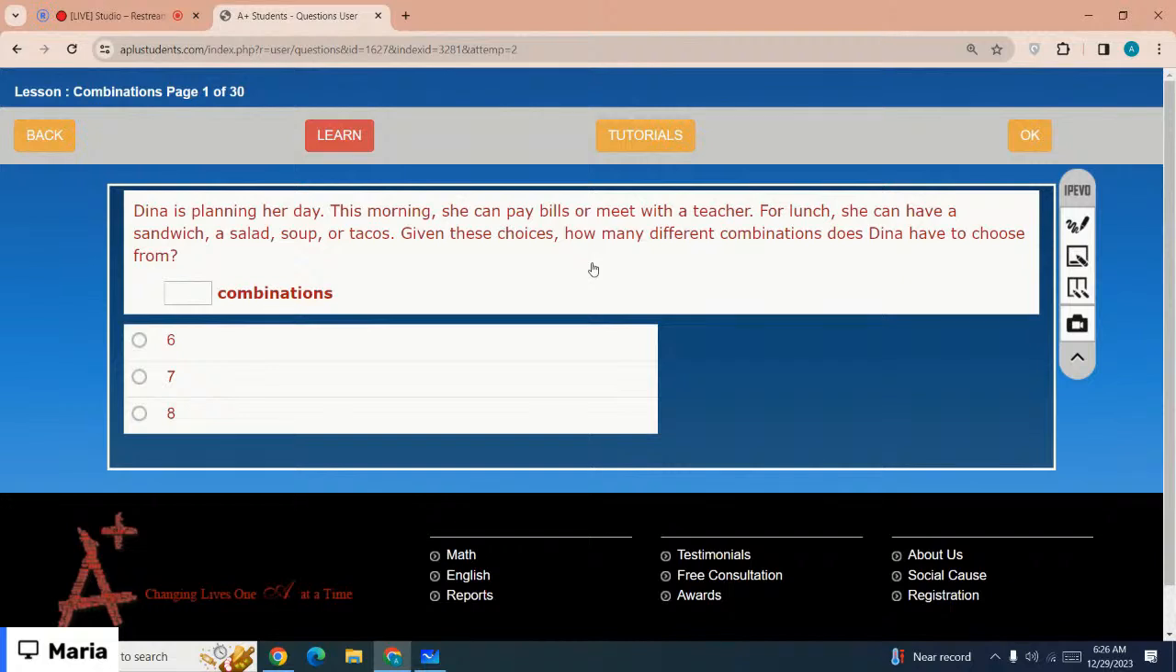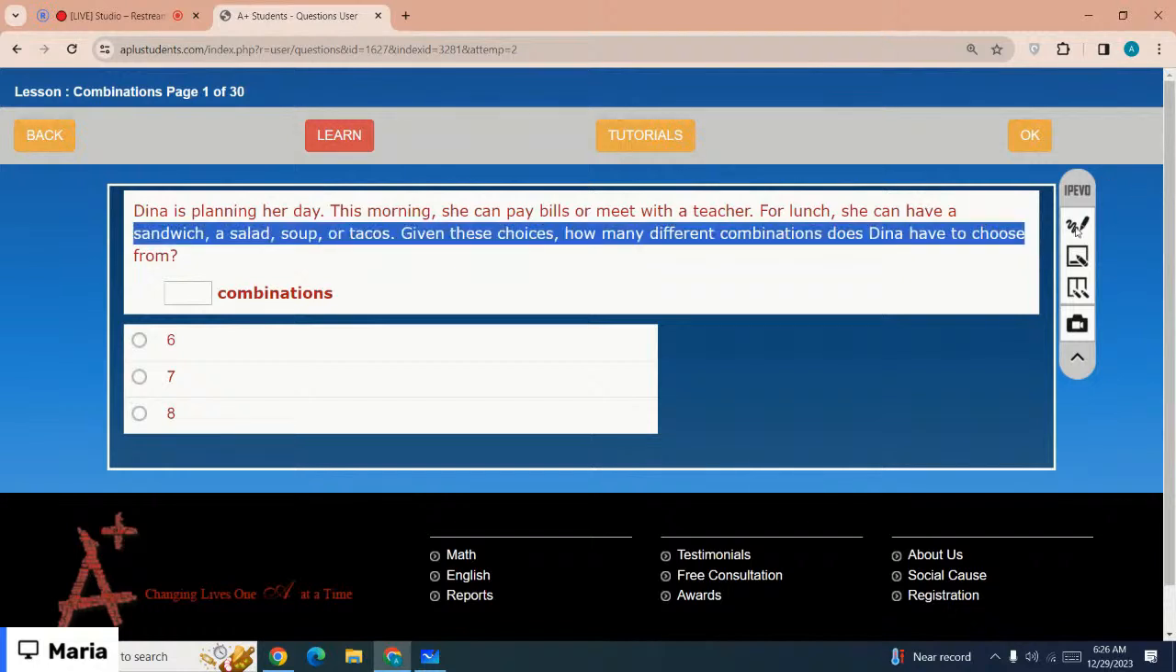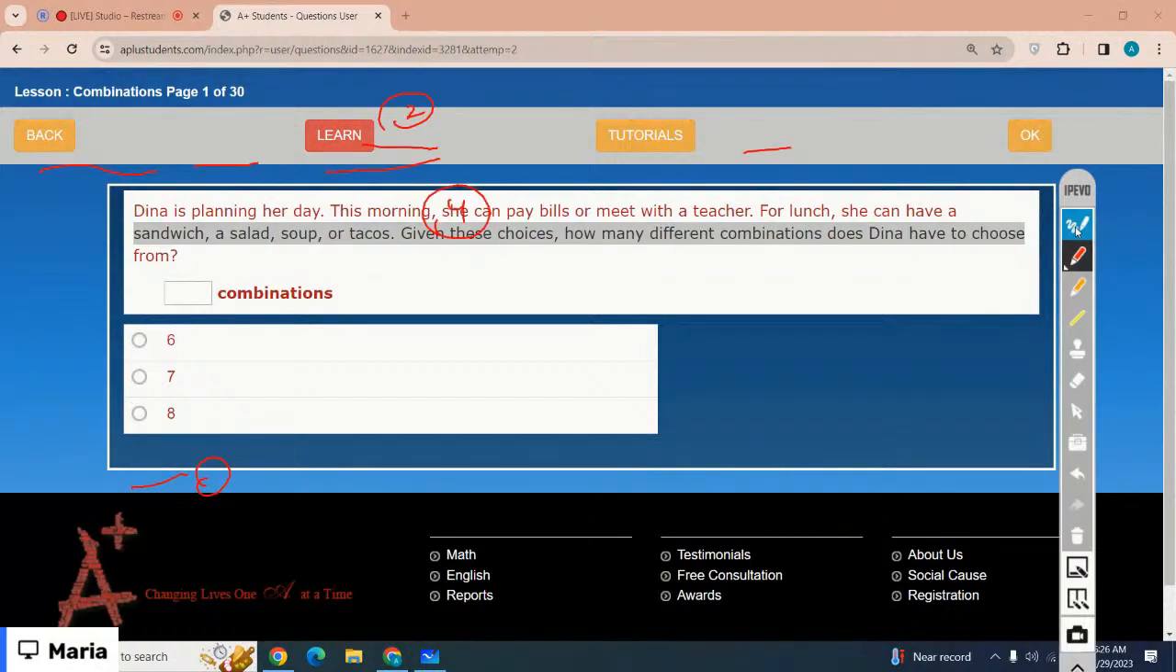Dina is planning her day. This morning she can pay bills or meet with a teacher. So she can do two things, right? Either she can pay bills or meet with the teacher. Two options here. For lunch, she can have a sandwich, a salad, soup, or tacos. Four options here. Given these choices, how many different combinations does Dina have to choose from?